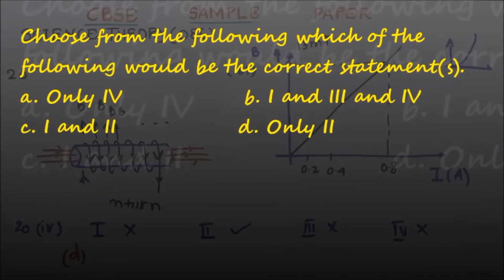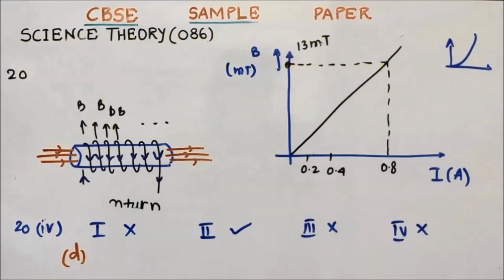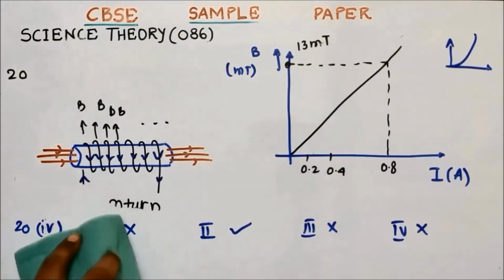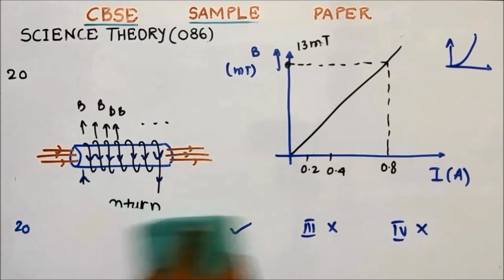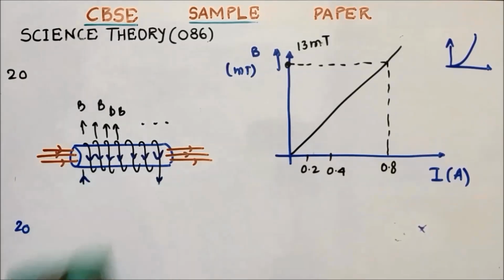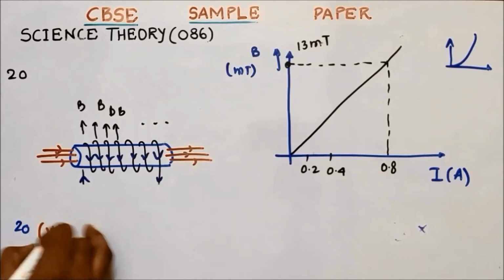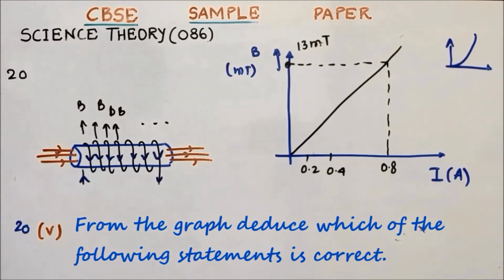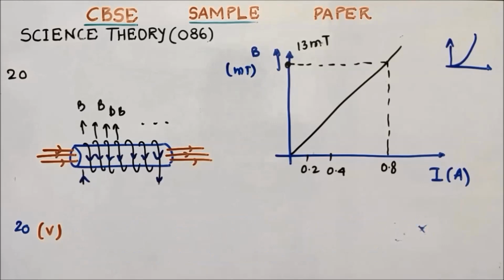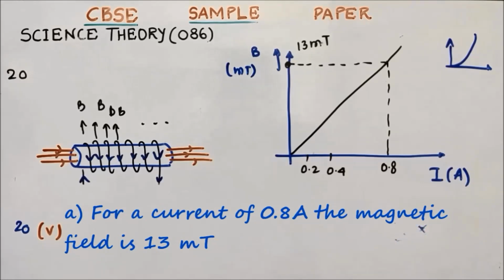Next, the last question of section A. Question 20, part 5. From the graph, deduce which of the following statements is correct. So you have to tell me from the graph which of the following statements is correct. A. For a current of 0.8 ampere, the magnetic field is 13 millitesla.